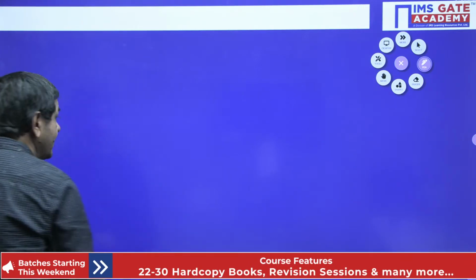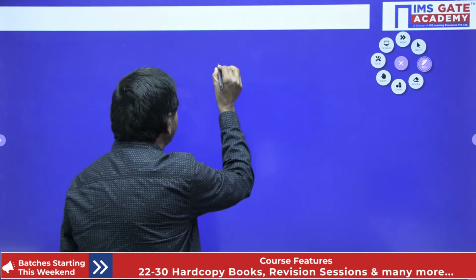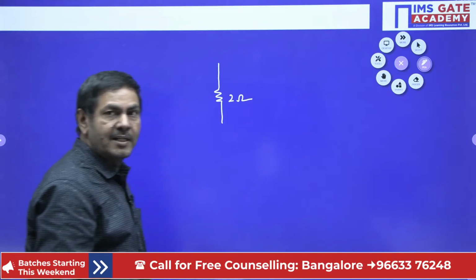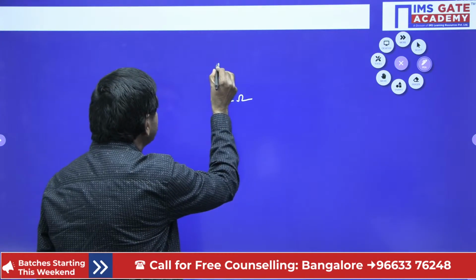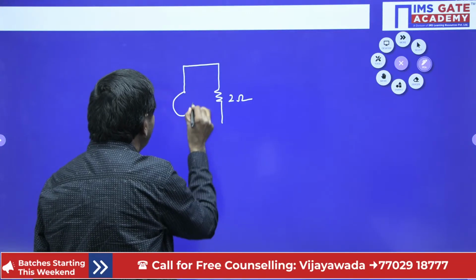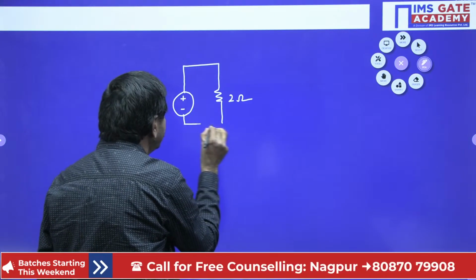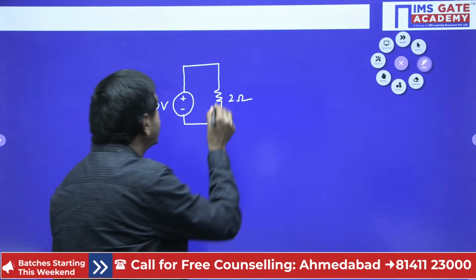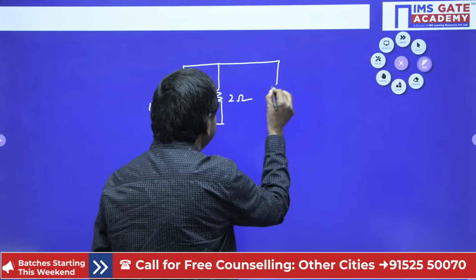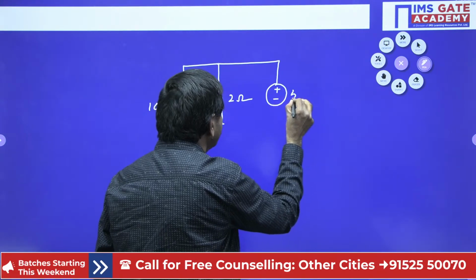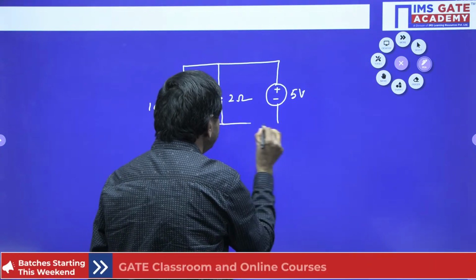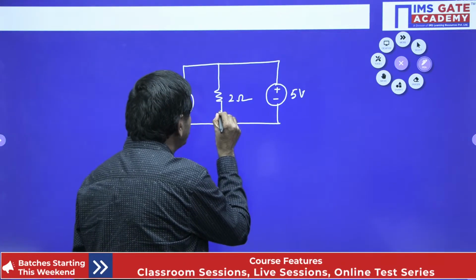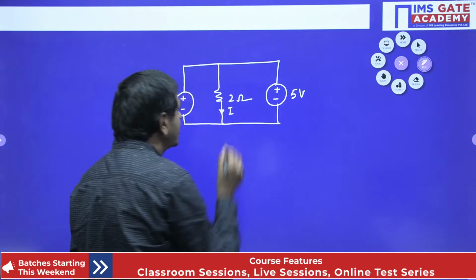Understand now. But this is not acceptable. Suppose I connect one resistance like this, a 2 ohm resistance, for example. Across this I connect 10 volts in the network, and on this side I connect 5 volts. Suppose you are asked to find the current passing through the 2 ohms.